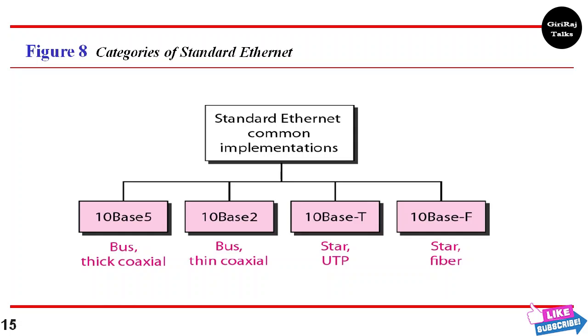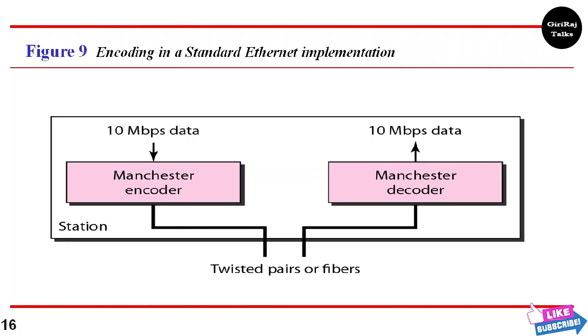10Base-F is used for star connection and fiber optic communications. Encoding and decoding: all standard implementations use digital signaling, baseband at 10 Mbps. The sender's data are converted to a digital signal using the Manchester scheme. At the receiver, the received signal is interpreted as Manchester and decoded into data. Manchester encoding is self-synchronous, providing a transition at each bit interval.